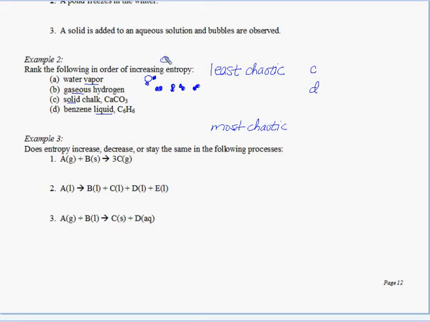The water vapor could be sideways this way, maybe it's sideways this way, maybe it's flipped around. The fact that the water vapor has more atoms attached to it allows it to sit in more positions. That means if water vapor can sit in more positions, it actually has the most chaos. So water vapor is the most chaotic, with gaseous hydrogen not too far behind.